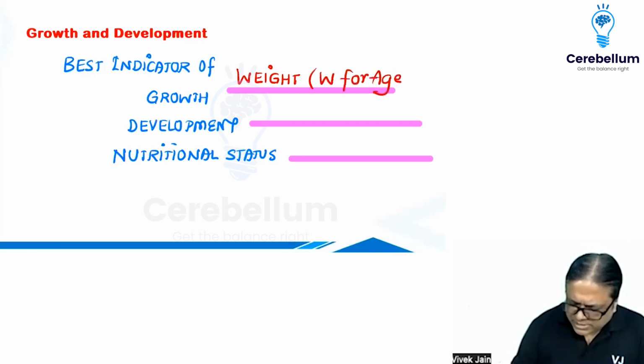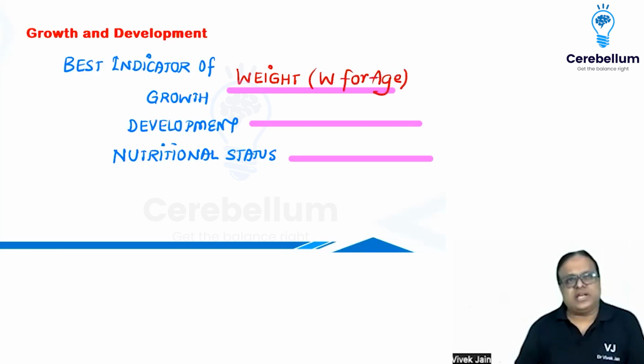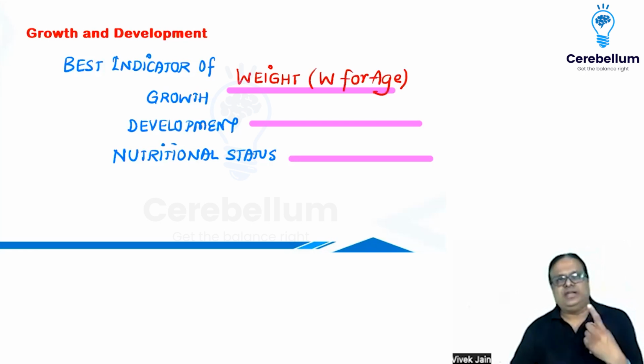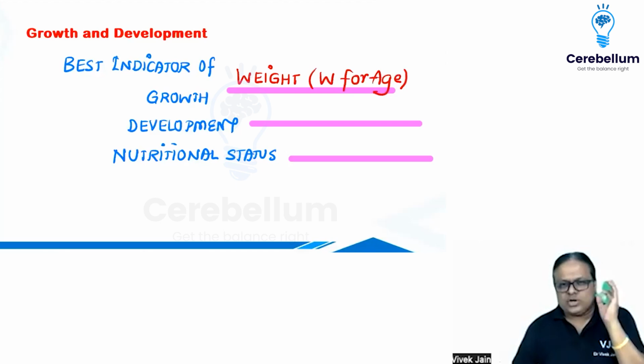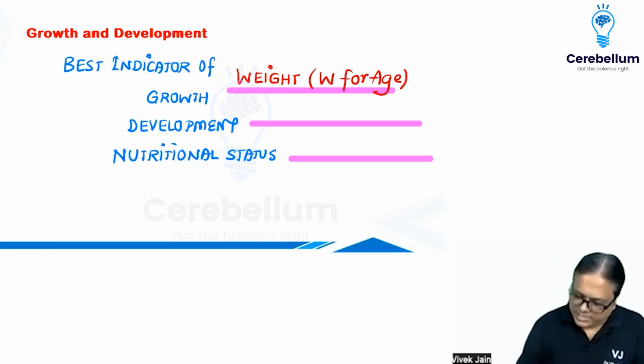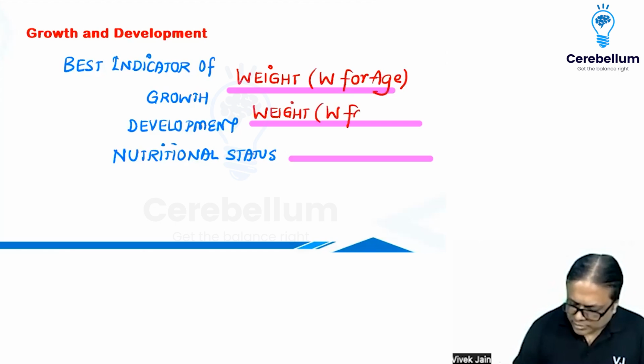Which is the best indicator of development of a child? Same choices, weight, height, mid-arm circumference, head circumference, chest circumference. Think of development of a child. It is again the same, weight, or weight for age.